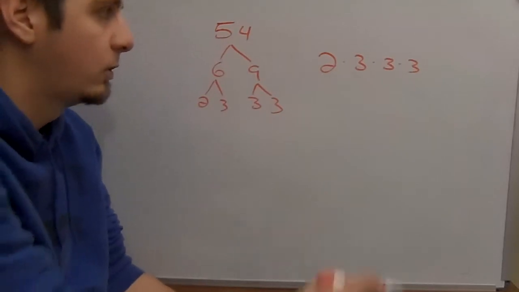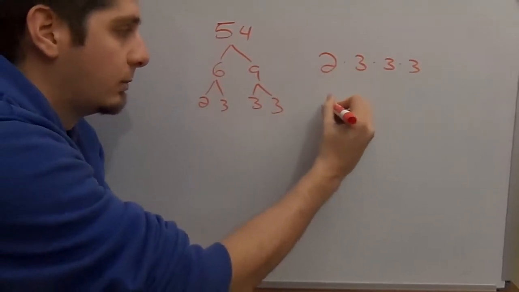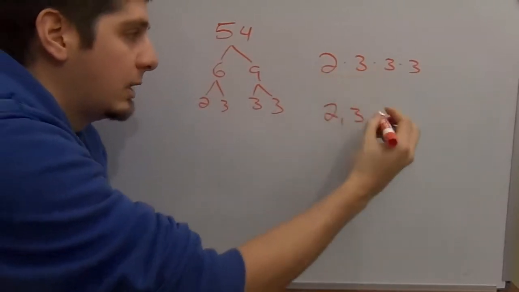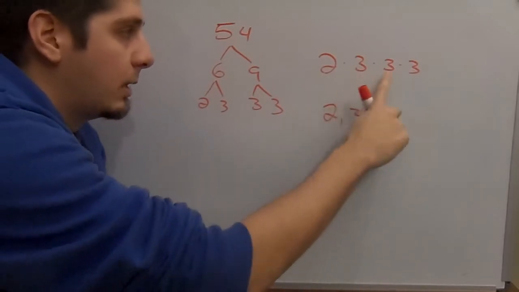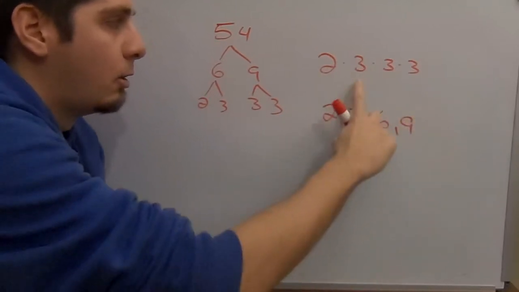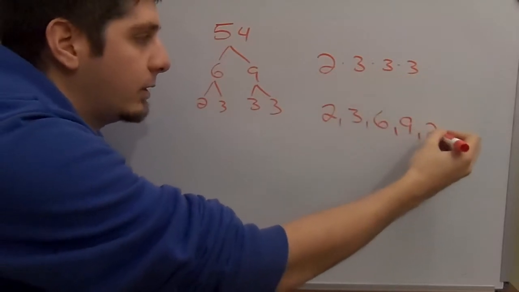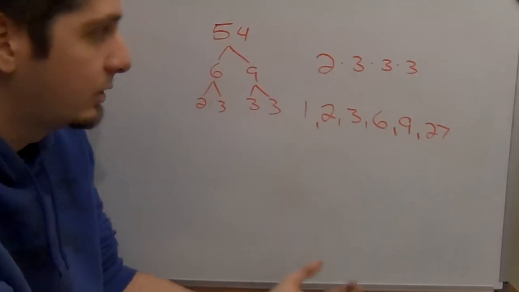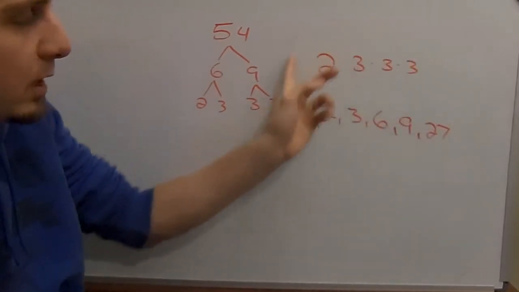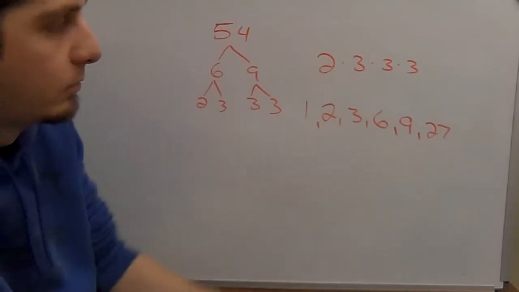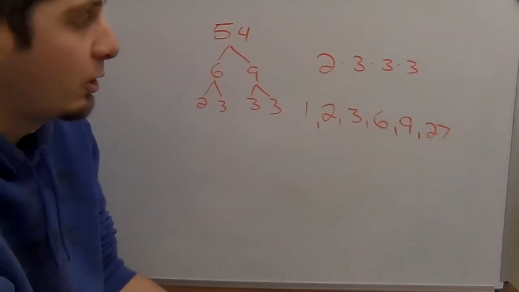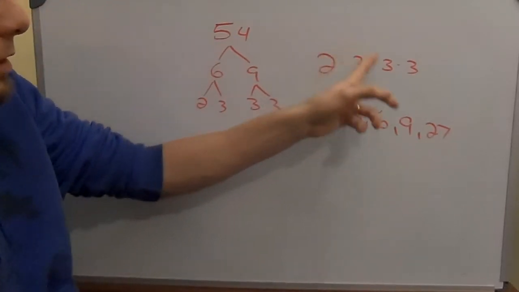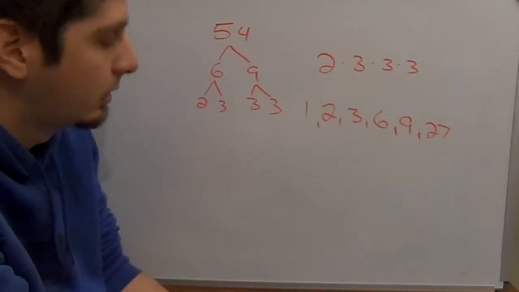So how do I do that? Well, first of all, we know 2 and 3 must go into it. So we have 2 goes into it and 3 goes into it. 2 times 3 is 6. 3 times 3 is 9. 3 times 3 times 3 is 27. And of course 1 goes into every number. And there are no other combinations of numbers here that I can multiply together. So here are all the factors of 54. So essentially all you do to find the factors of a number with the prime factorization is you multiply all the different combinations of numbers that you have.